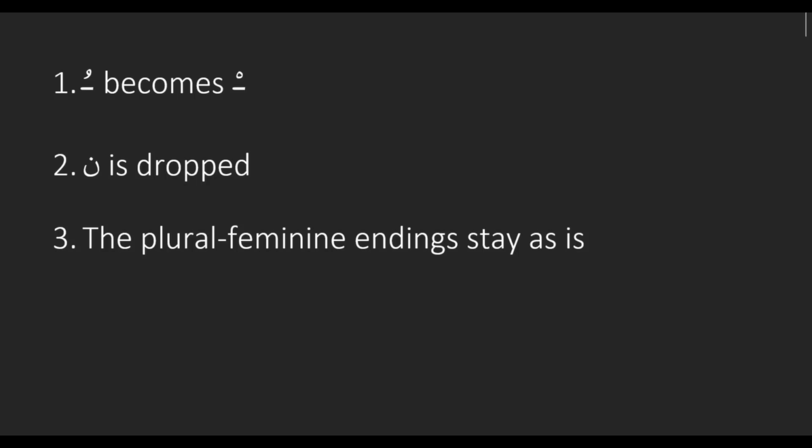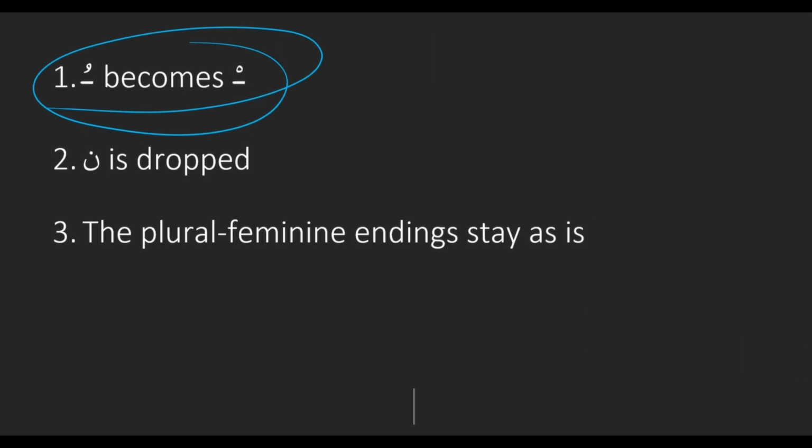So even though we've done all our 5 scenarios of jazm, we're not quite done with our study of jazm yet. We have one topic left, which is irregular jazm actions. These are the rules for a normal jazm action: the damma becomes a sukun, the nun is dropped if it ends in a nun, and the plural feminine ending stays the same. In our study of irregular jazm actions, we're going to be looking at rule number 1, and this is the only rule that changes when it comes to irregulars.